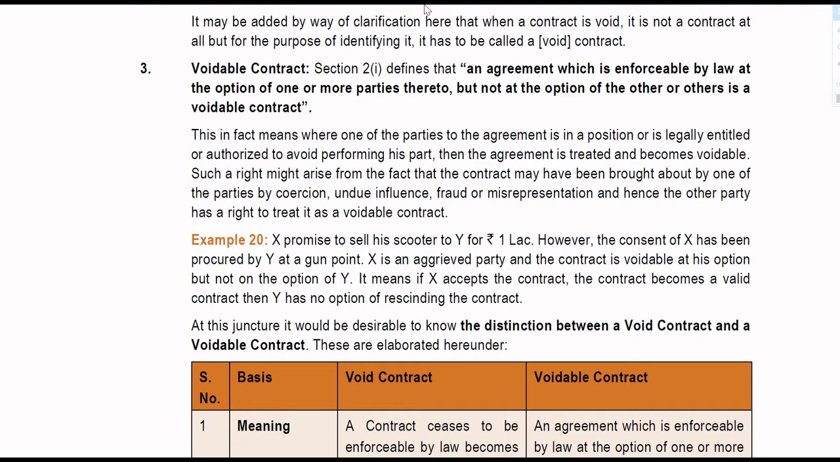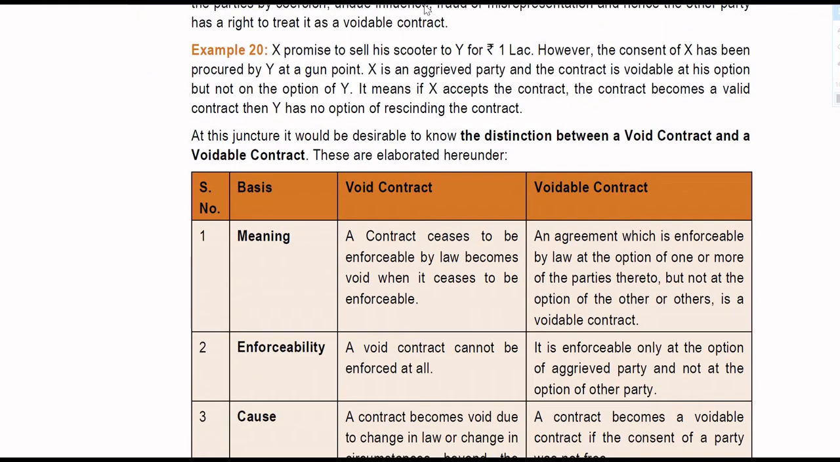At this juncture, it would be desirable to know the distinction between a void contract and a voidable contract. These are elaborated. See, in a voidable contract, when the option is given to the other party to make the contract valid or make it void, it is called a voidable contract. Now we will see the difference between void contract and voidable contract.